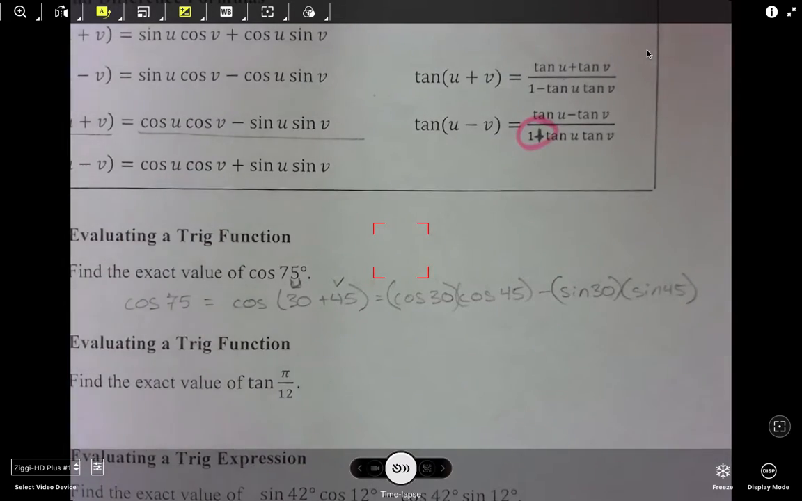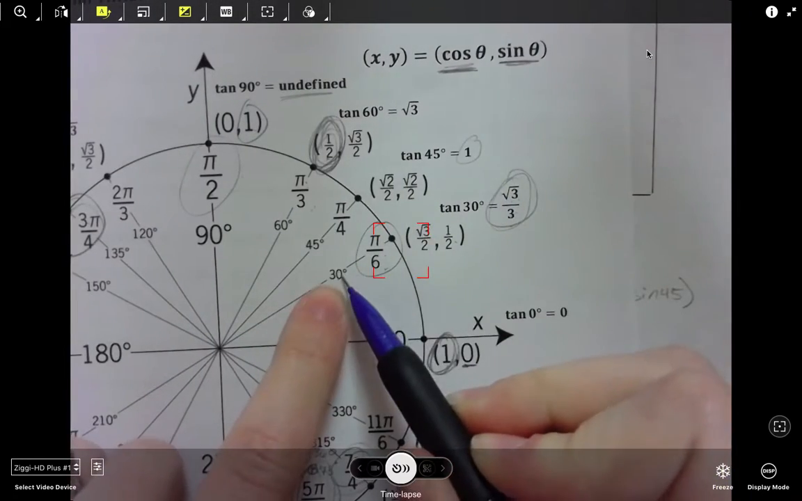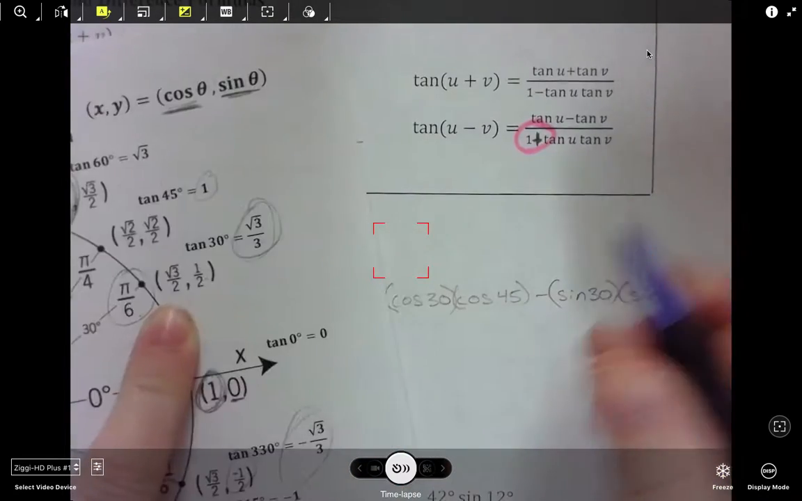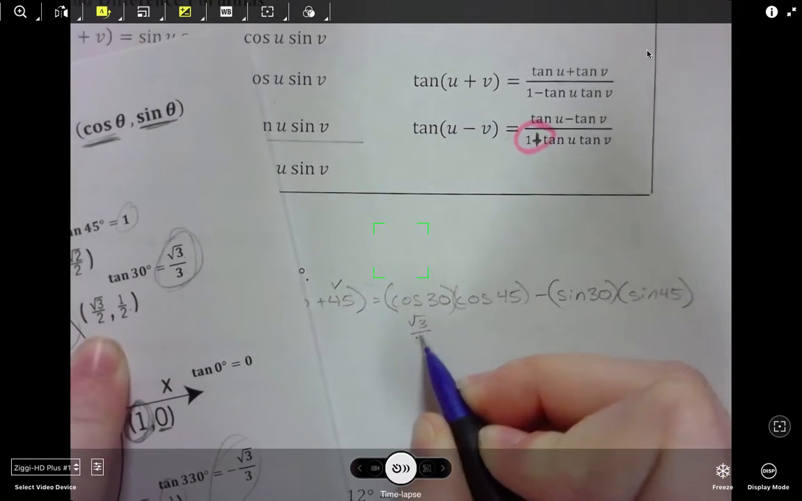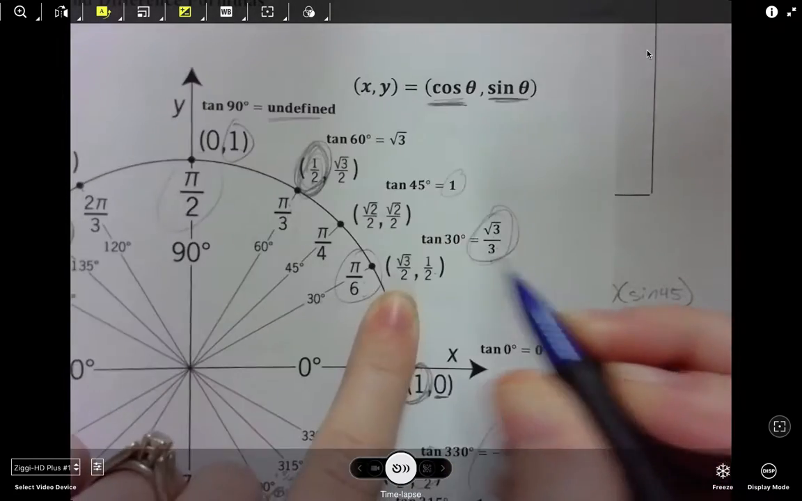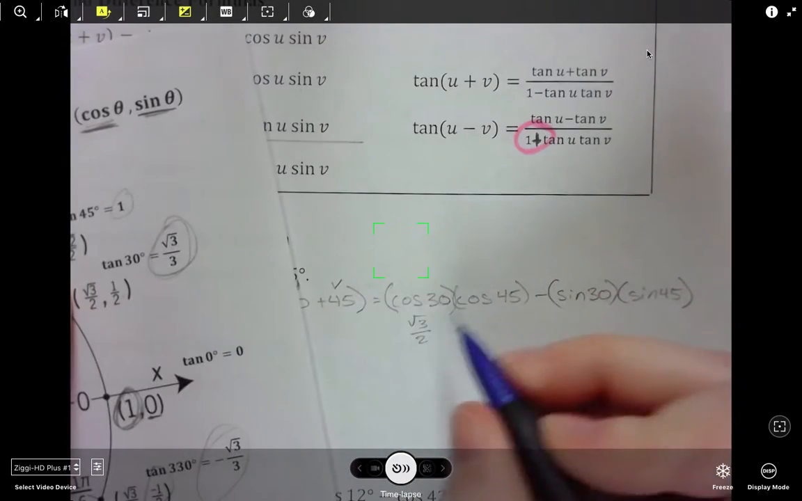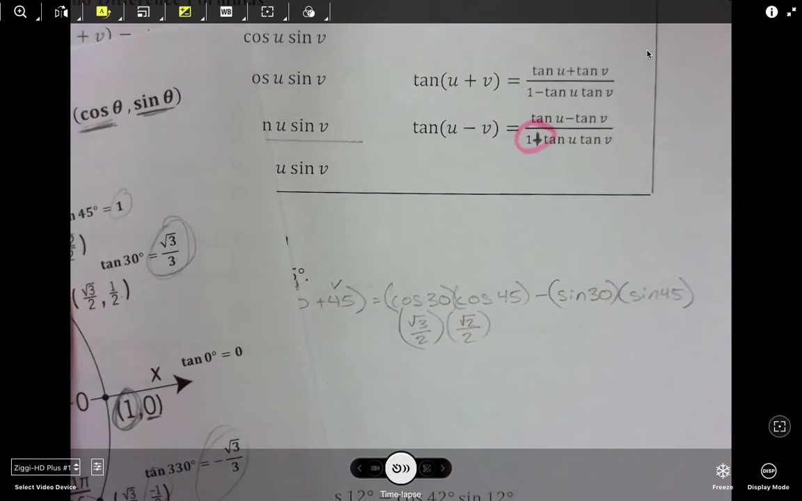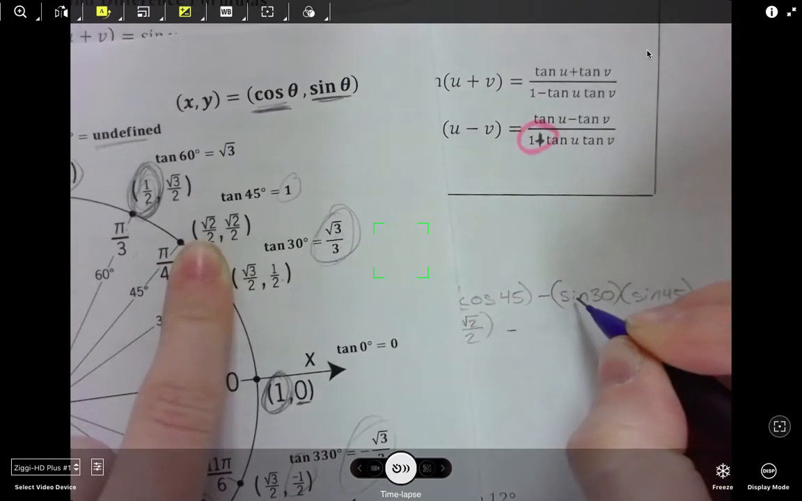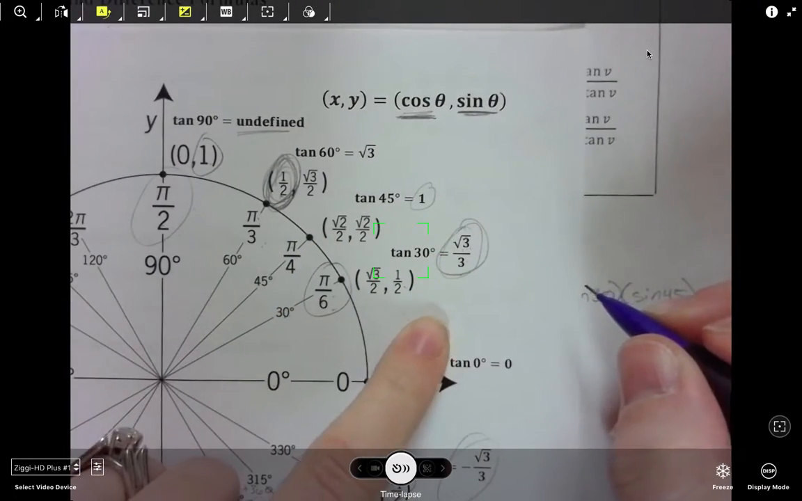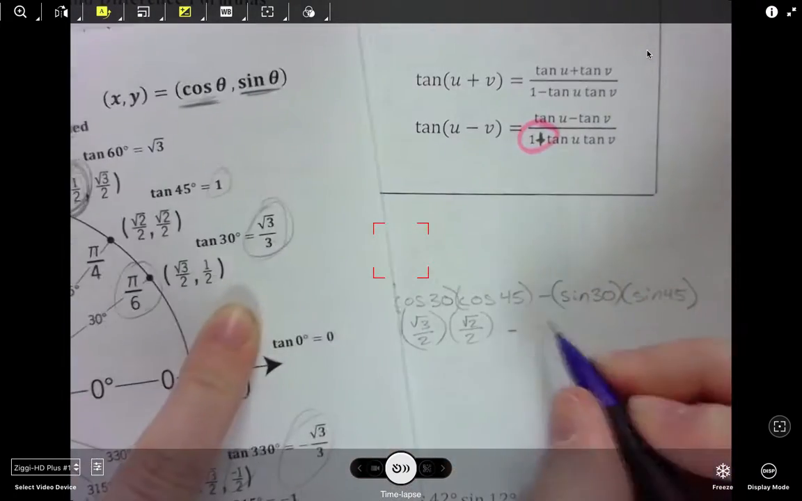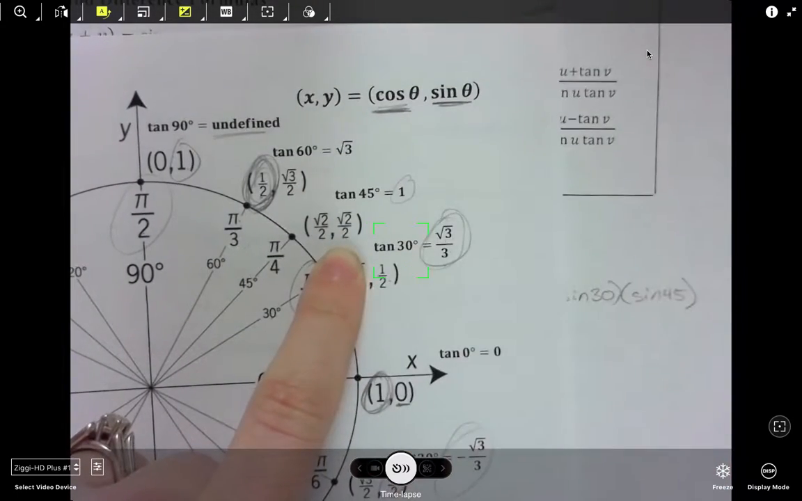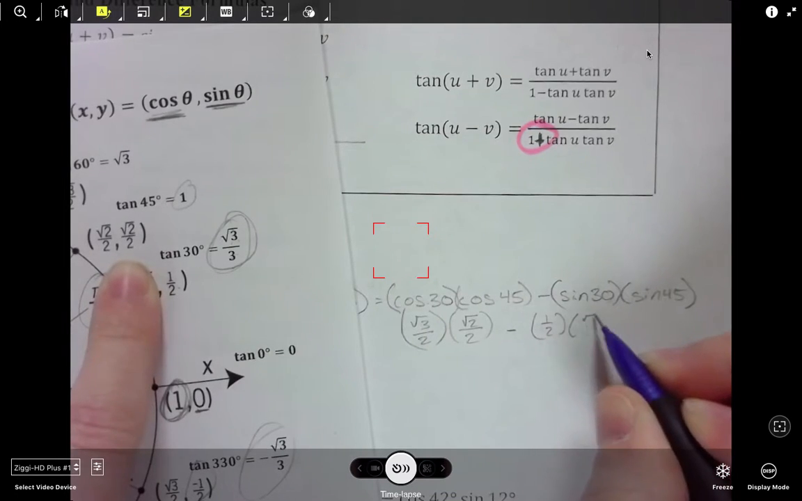Now I look on the unit circle, and cosine of 30 degrees is here. Cosine is the x coordinate, so I have square root of 3 over 2. Cosine of 45 degrees is square root of 2 over 2. We're going to multiply those together in just a second. Then minus sine of 30, which is the y-coordinate at 30 degrees, so 1/2, times sine of 45, which is the y-coordinate at 45 degrees, square root of 2 over 2.